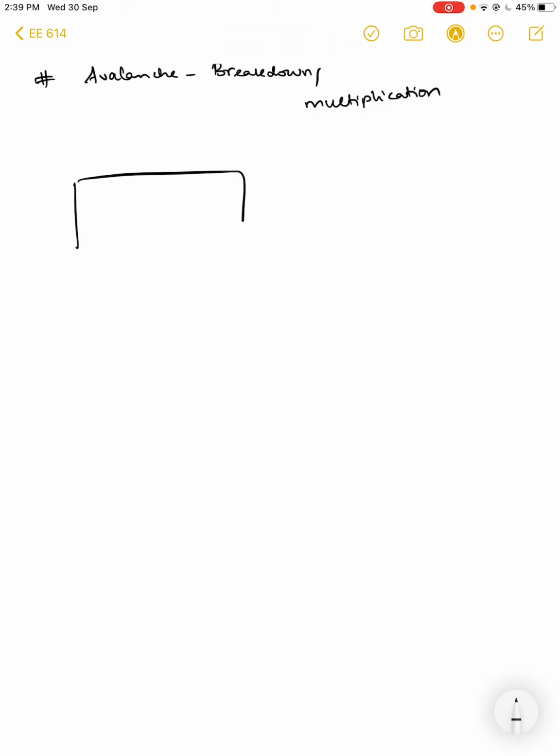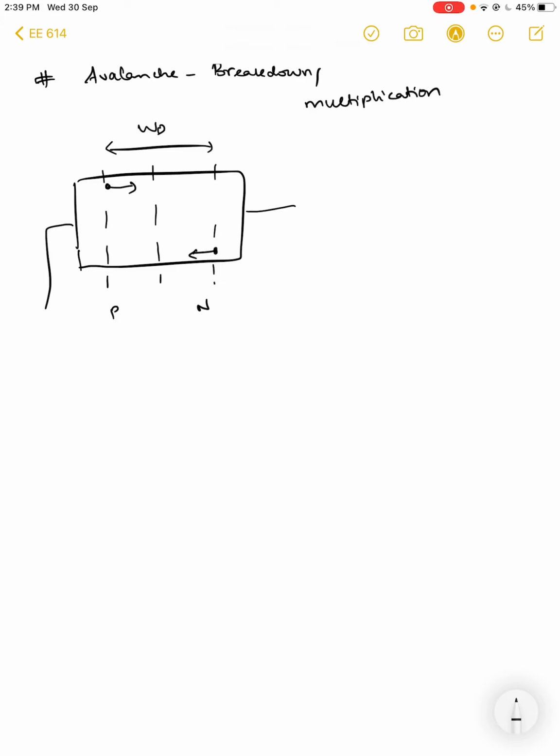What happens when we start increasing the reverse bias? You have the same p-n junction, and under reverse bias you have a much larger depletion width. Let us say the depletion width is WD, with P on this side and N on this side. An electron from the P side is injected into the junction, and similarly a hole from the N side, and let us say we can sustain a reverse bias current of value I.